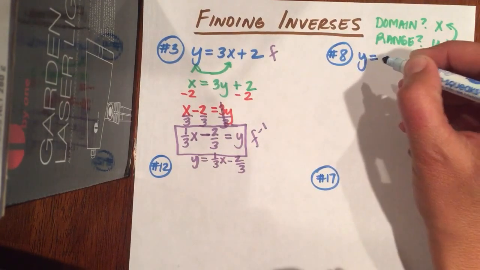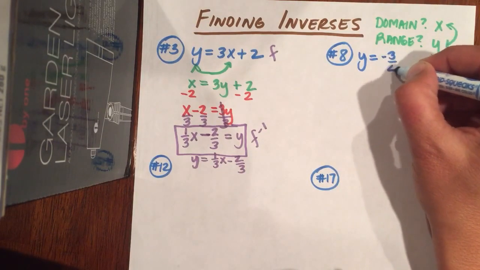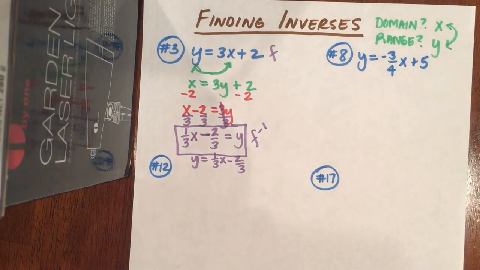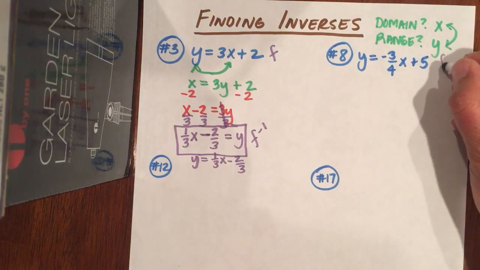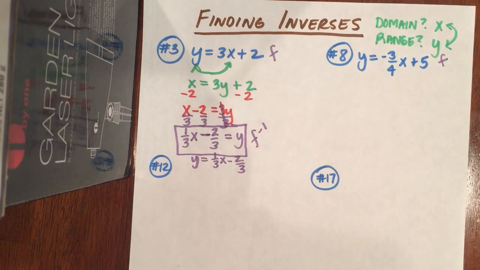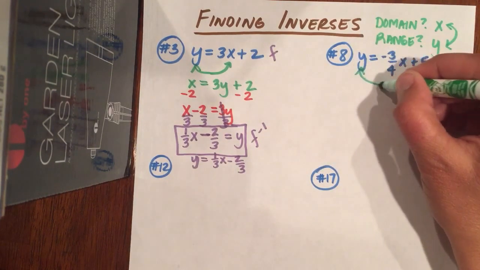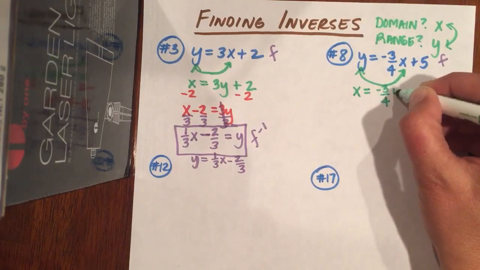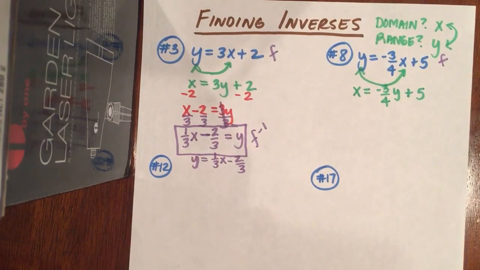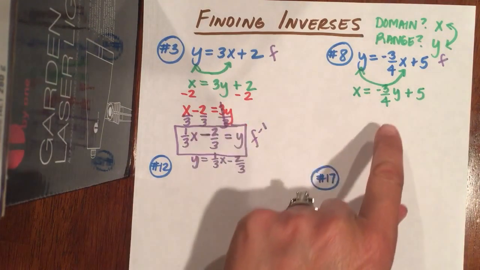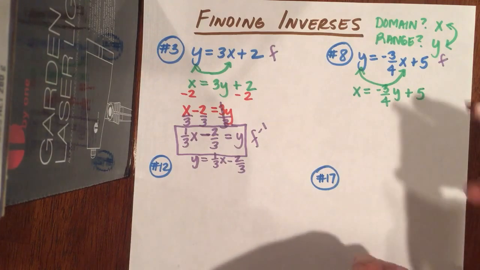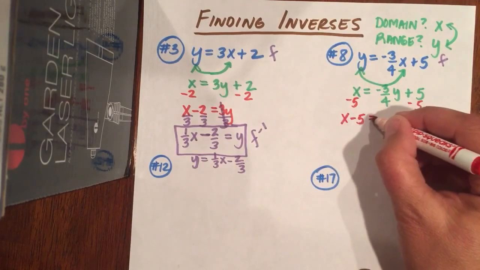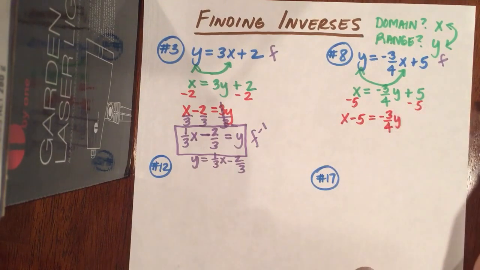On number 8, you have y equals negative 3/4 x plus 5. So we're going to do the same thing. That function is your f. I want to find f negative 1, which is your inverse. So my first step is going to be the switching of the x and y. So I'm going to make this x equals negative 3/4 y plus 5. Okay? So now we're going to solve the equation just like we did. We want to get the y all by itself. So let's move that 5 over first. So I've got x minus 5 equals negative 3/4 y.